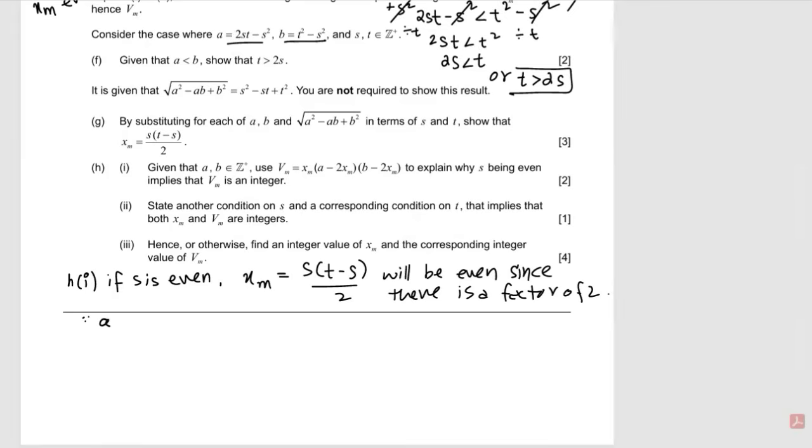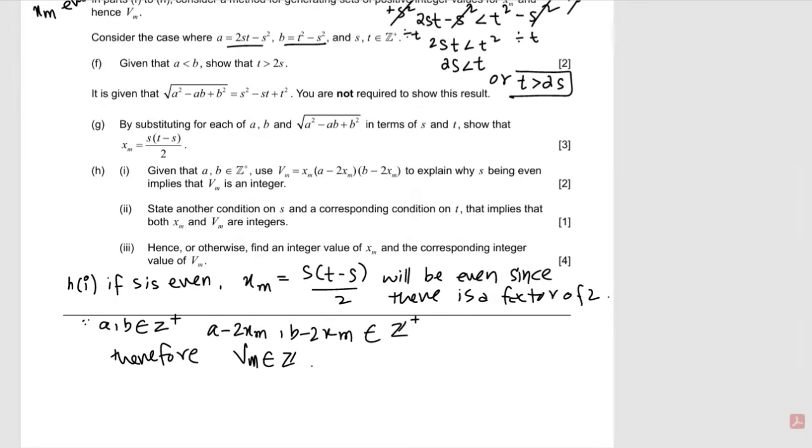So since a and b belong to positive integers, this implies that in the volume expression, a minus 2x sub m and b minus 2x sub m. Now think about it. Positive integers minus 2 times some even number will belong to Z, right? So that's a positive expression as well. Therefore, you can say that V sub m belongs to integers. So this is what the question was asking about. That is just a 2-mark reasoning question.